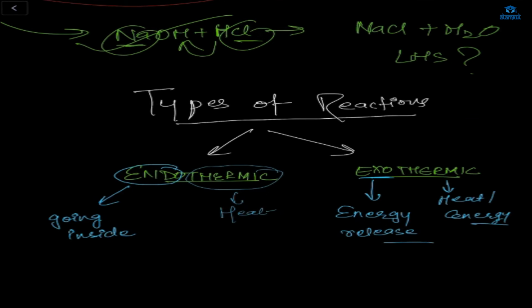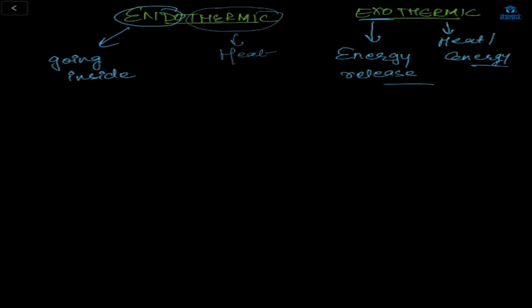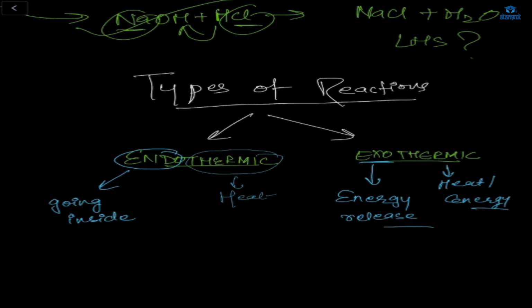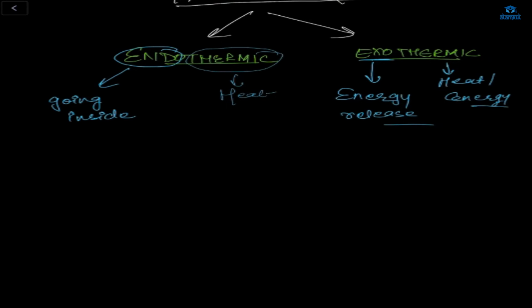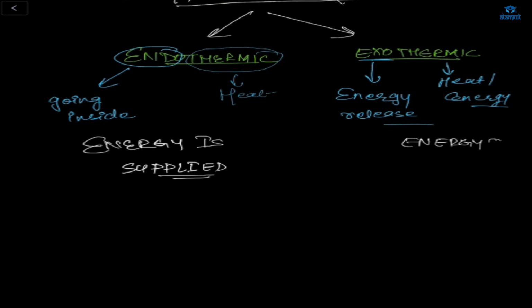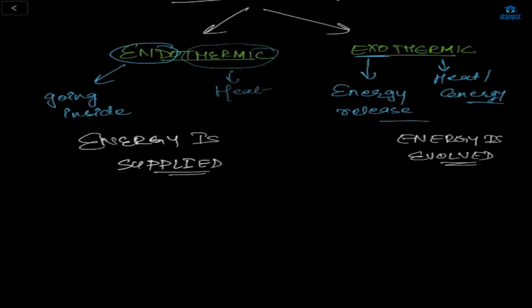Perfect, got it? Easy or not? Now, energy is supplied, it means endothermic. Energy is evolved, means exothermic. Supplied means going inside. It means energy is supplied here. Any doubt till now? Energy supplied and energy evolved. Correct? Supplying of energy, and evolving means releasing of energy.